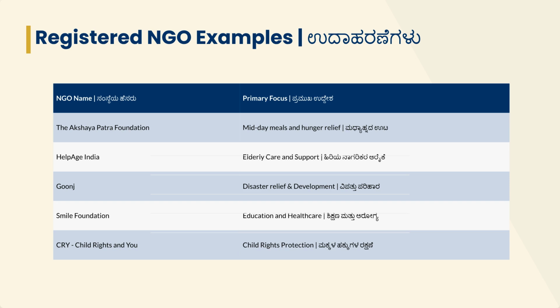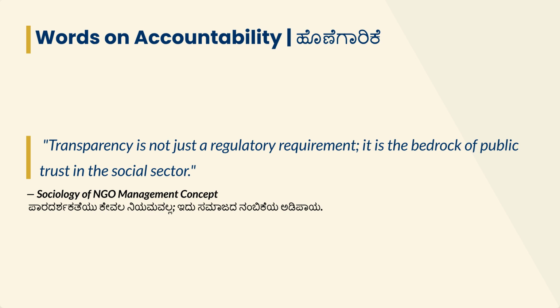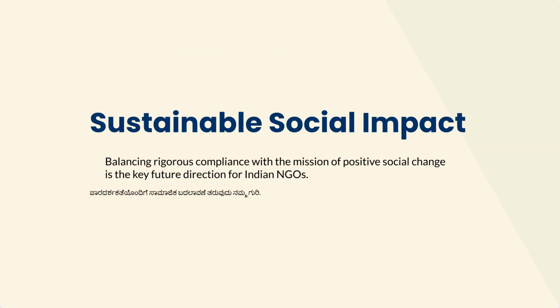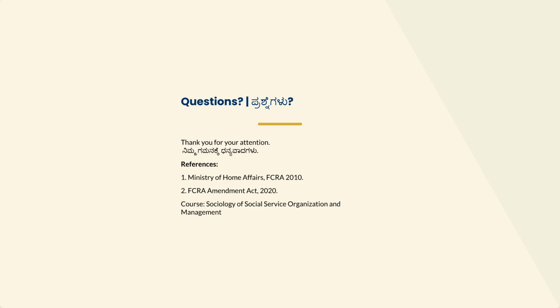Many established NGOs are registered under FCRA. Examples include the Akshaya Patra Foundation for Hunger Relief and KRI for Child Rights Protection. As a key takeaway on accountability, remember that transparency is not just a regulatory requirement. It is the bedrock of public trust in the social sector. For Indian NGOs, the key future direction lies in achieving sustainable social impact by effectively balancing rigorous compliance with their mission of positive social change. Thank you for your attention.